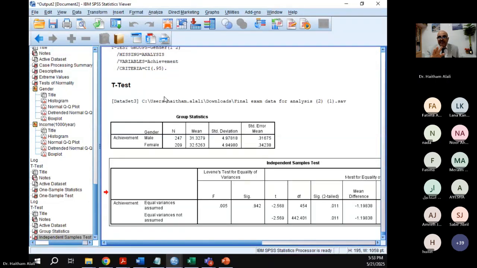The most important thing for me and for you also is the ability to select the right test, then conduct the test. Other things are very easy because you know the results. SPSS gives you the results. No need to calculate manually as you already did in previous courses.